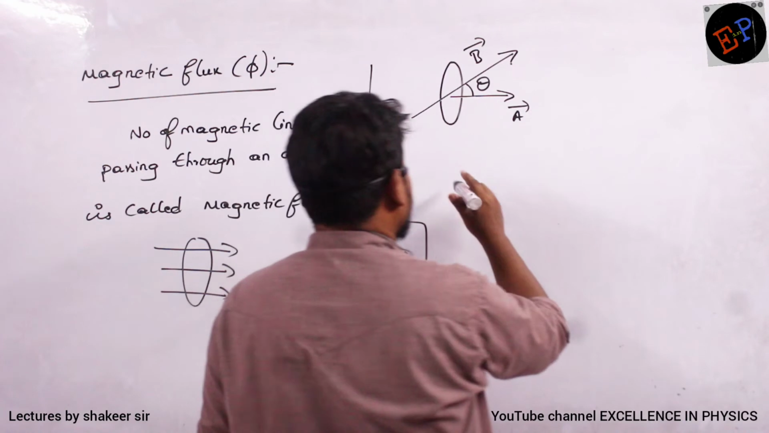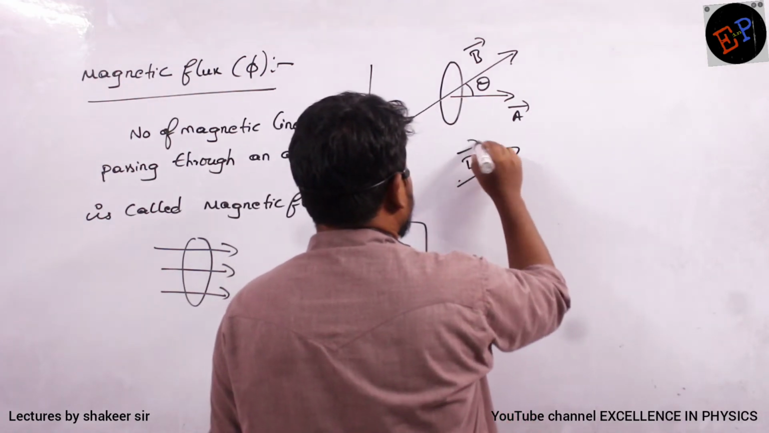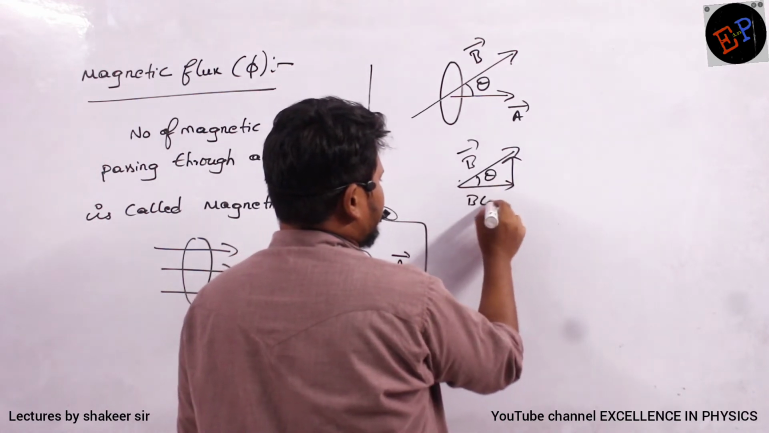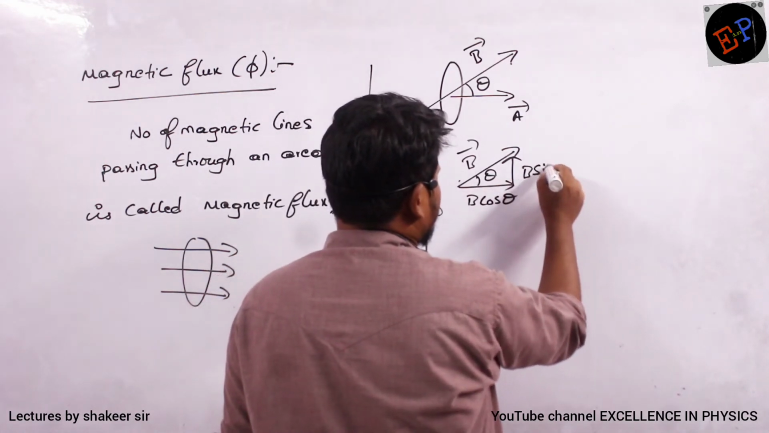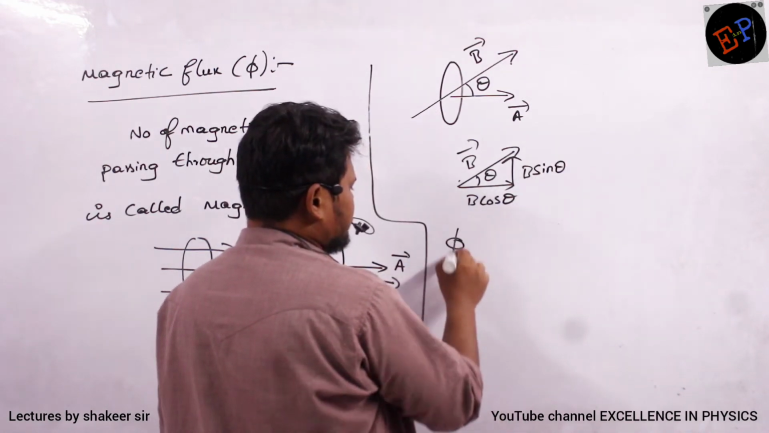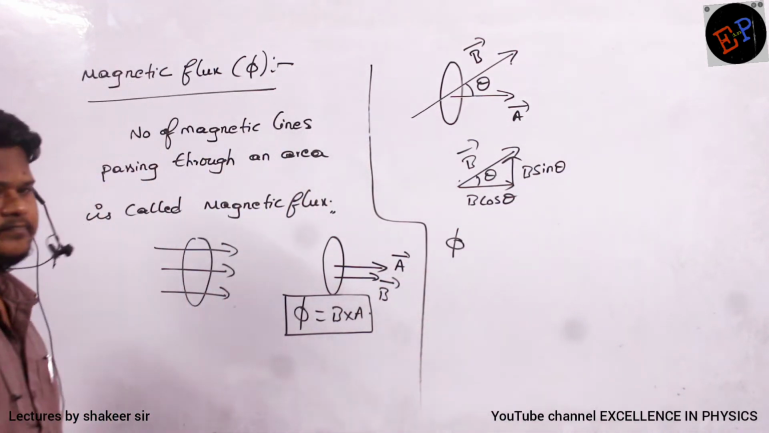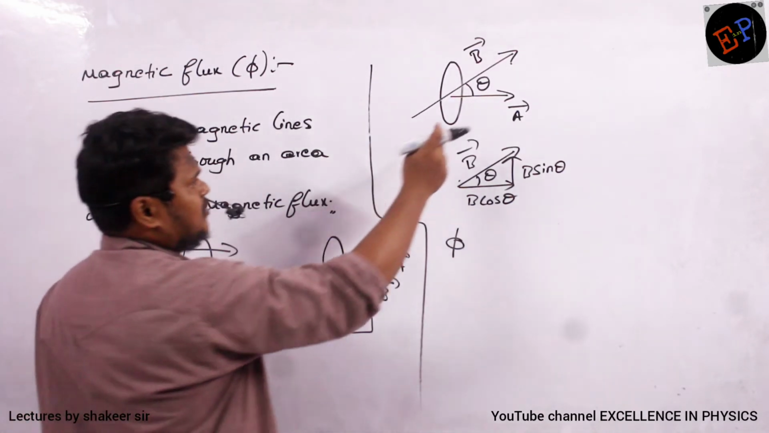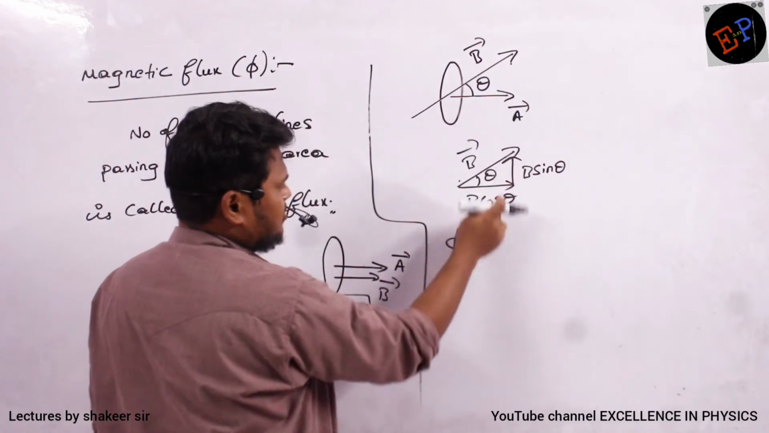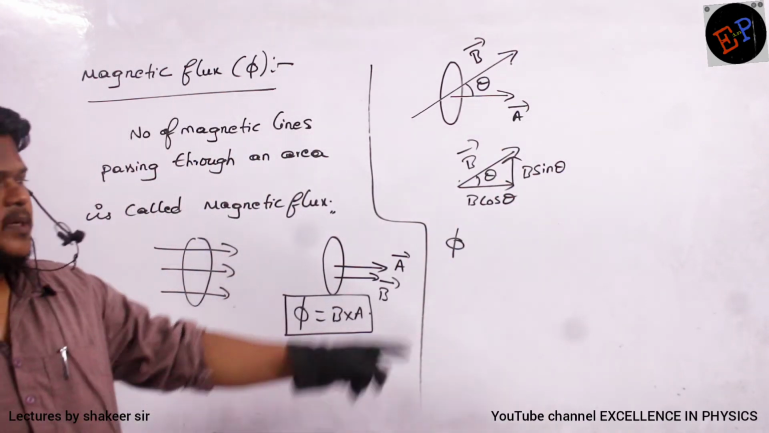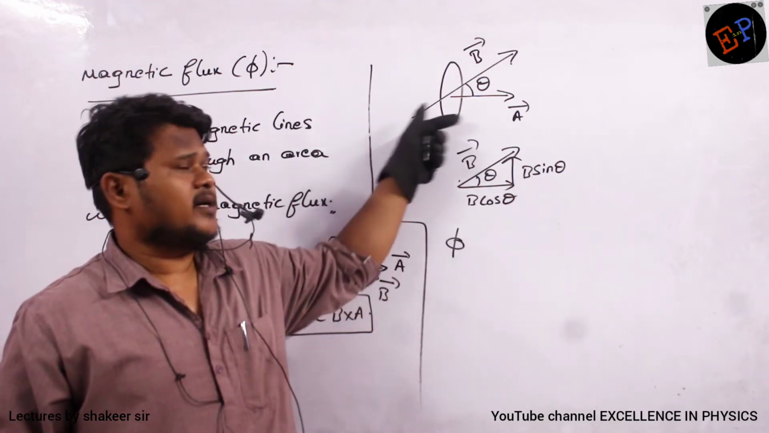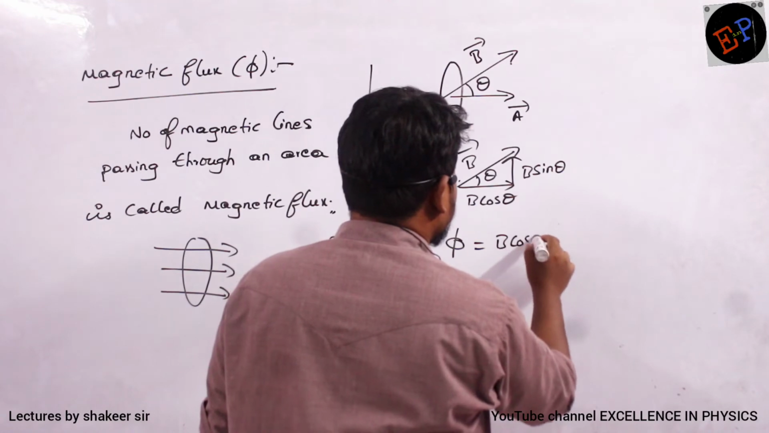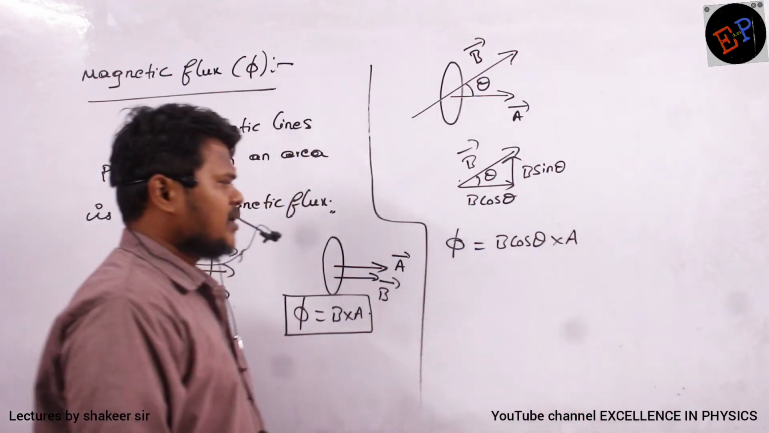Split. So take this B vector and split it into two components. If this is angle theta, this is B cos theta and this one is B sin theta. So which two components am I supposed to take? Those two components which are in the same direction. So here, B cos theta and A vector are in the same direction. B cos theta is in the horizontal direction, and A vector is also in the horizontal direction. So you are supposed to take B cos theta multiplied by A. This is how I calculate flux.